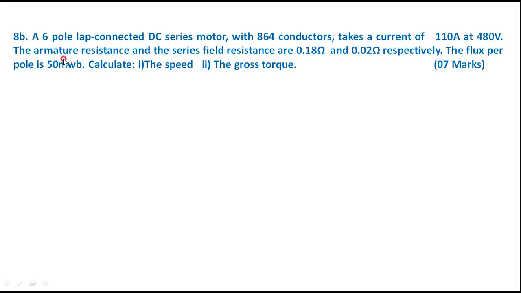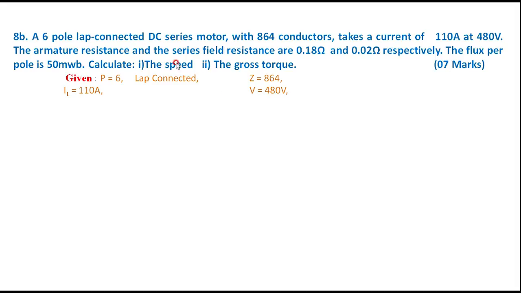You have to look into the data given here. Number of poles is 6. You have to list out here, given P is equal to 6. Lap connected, therefore A is equal to P. Then Z is equal to 864. And the current drawn from the line is 110 amperes. At the same time, series field current is also 110 amperes, and the armature current is also 110 amperes. Because it is a series motor, IL is equal to IA is equal to I series. Then applied voltage V is equal to 480 volts.